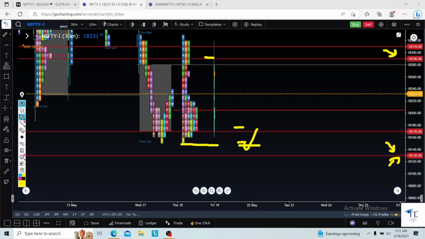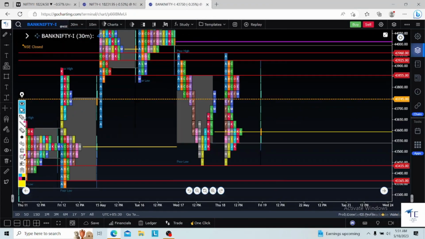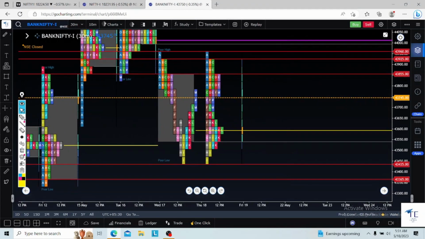If the market opens gap down, that means below the previous day low or nearby the previous day low, I will look for a CE towards 18,290. Why? Because 330 is a good support. I will not look for a PE from here. So I will look for a reversal from here towards 18,290. This is Nifty, what I am looking for in today's trade setup. So we'll look at Bank Nifty also in a short span of time.